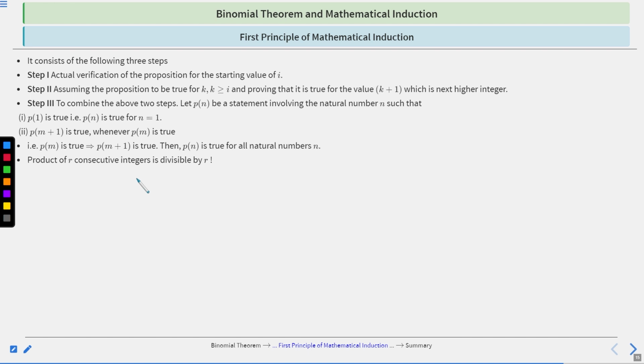Clear? So the product of r consecutive integers is divisible by r factorial. You have to remember this. Clear?